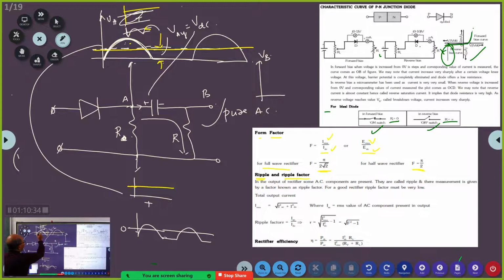See, from this waveform, if I take out the DC, then this waveform will reduce to this. This plus this is equal to this. Correct? So this is pure AC, this is pure DC. So this waveform is pure DC plus pure AC. You are going to get this waveform. Did you get that?